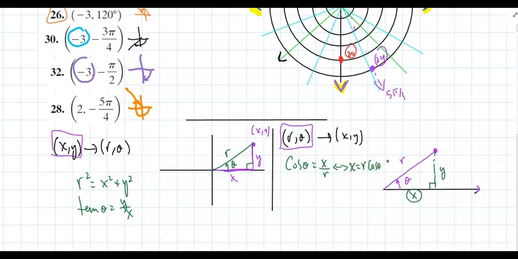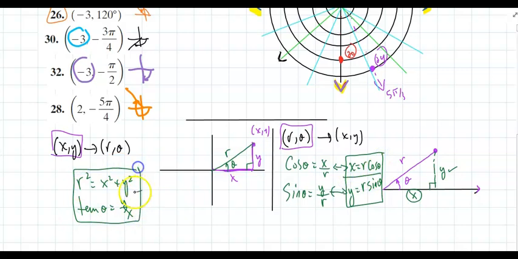And if I look at y, I'm given the hypotenuse and an angle. I want the opposite. The sine of theta would be the opposite over the hypotenuse, which indicates that if I cross multiply, y is r times the sine of theta. So pretty much there's everything that you need to know about converting forward and backwards.